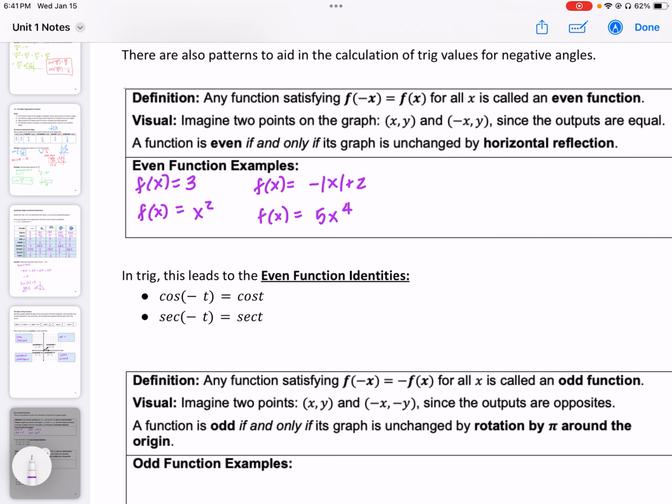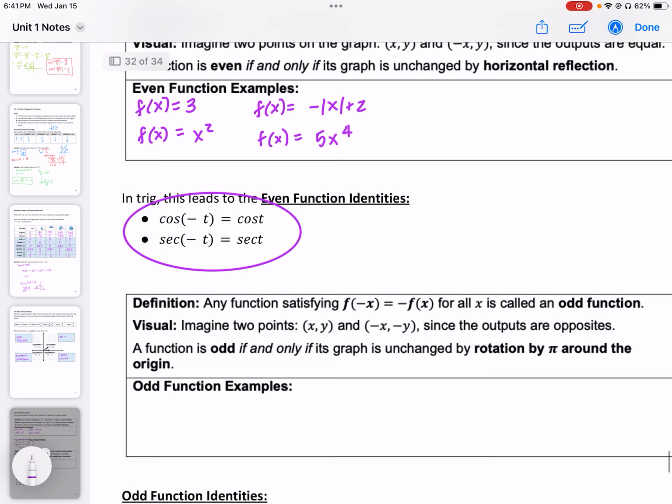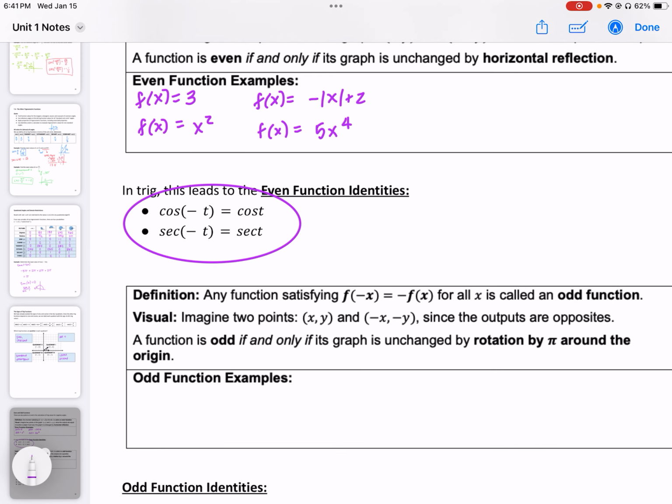Cosine and secant are also even function identities. That's why we talk about it here. They're even function identities. So thinking about when you plug something in, here's your cosine. If you plug in a positive or negative, you still get the same y value.